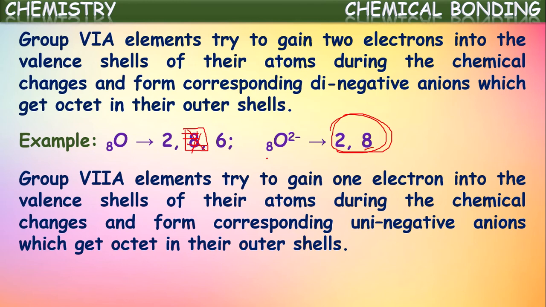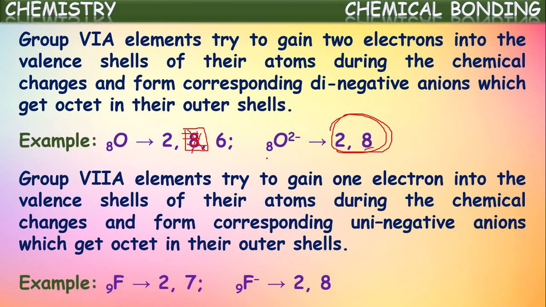So how many electrons are still required to become stable with octet configuration? Only 1 more electron. So when these 7A group elements participate in chemical reactions, they try to gain 1 electron into the valency shell of their atoms during the chemical changes and form corresponding uni-negative anions, which get octet in their outer shells. By gaining 1 electron, these elements form uni-negative anions and thus get octet configuration in their valency shells, and those atoms become stable with octet.